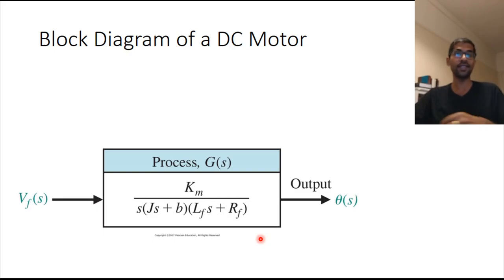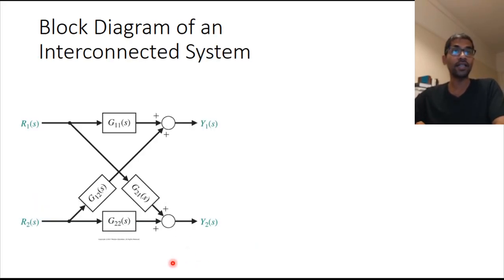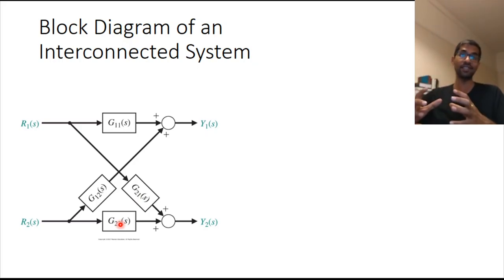So let me give you an example. So for example, take a look at this diagram here. Now each of these systems, G11, G12, G21, and G22, are different physical systems that we have already modeled and we have found their transfer functions. And then we connect these different physical systems to make a more complicated physical system. And we say, well, I want to find out the input output relationship of this particular system.